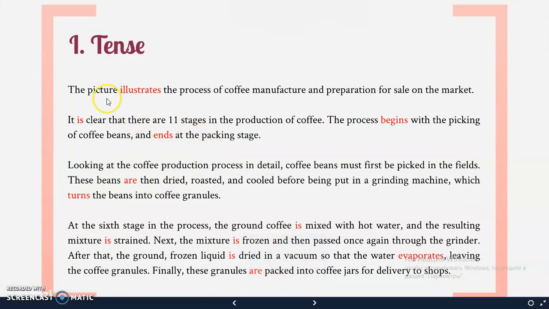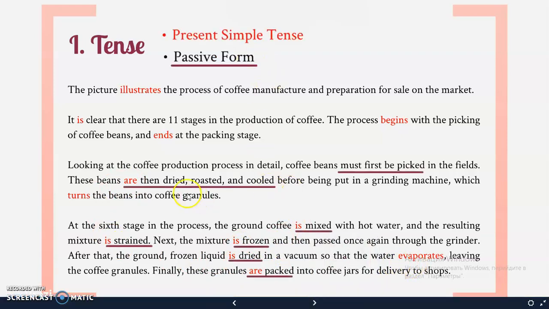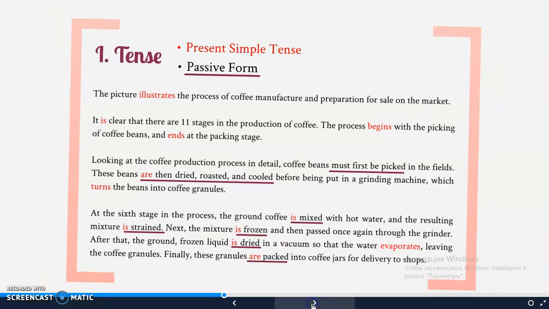Example. So tenses: illustrates, is, begins, ends, turns, evaporates. And the passive form: dried, roasted, cooled, picked up, frozen, mixed, strained, dried, packed.